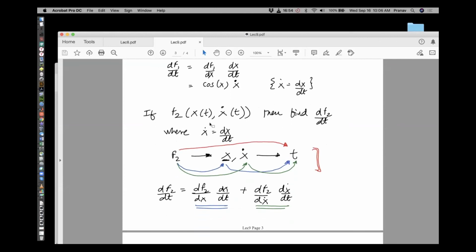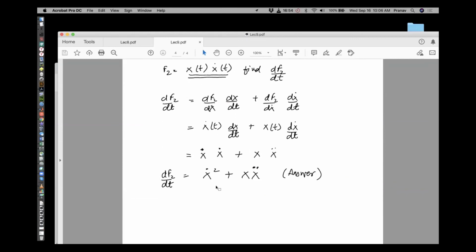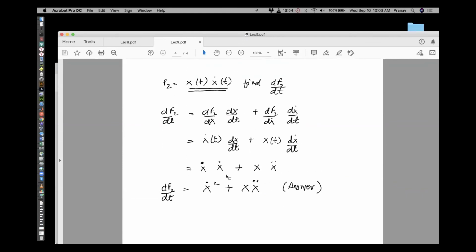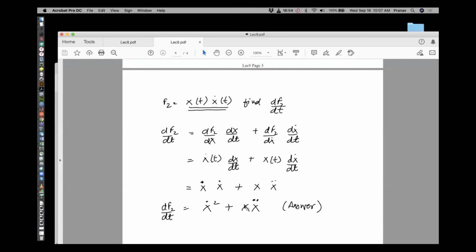The second example we did was a function f2 which is a function of x and x dot. If you look at the visualization, f2 goes to t through x and x dot. So to find that derivative, you need to take the partial derivative of f2 with respect to x and f2 with respect to x dot. And if you do that, for the simple example f2 equals x times x dot, we got this answer. So let's try to do this with Matlab first and check if we get what we get from doing a hand calculation. And then we'll extend it to the derivation of equations of motion using Euler-Lagrange.